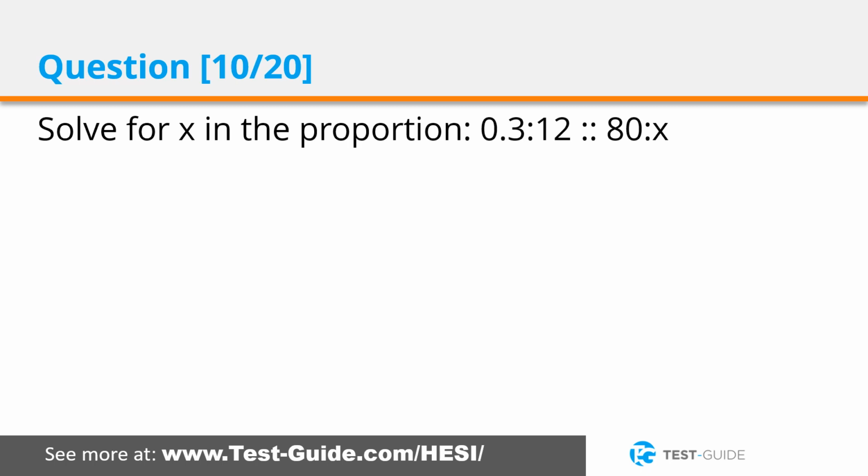Question 10. Solve for x in the proportion 0.3 is to 12 as 80 is to x. 288, 3,200, 2, 2,400.